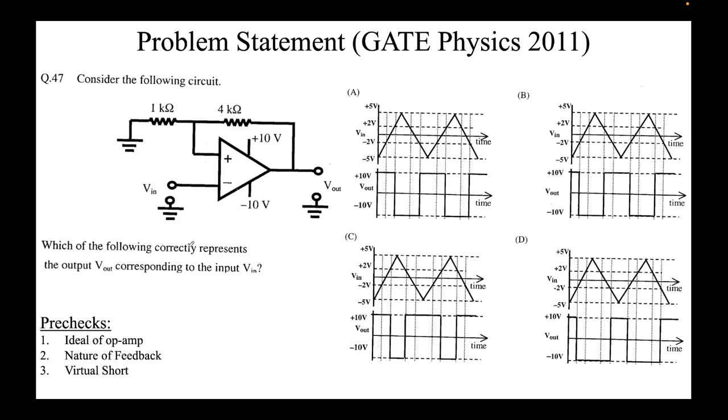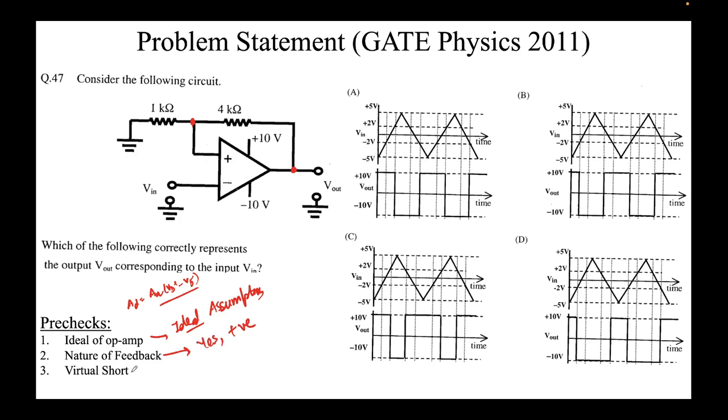Before we solve this question, there are some pre-checks that we should do. What is that? Is the op-amp ideal or not? Because remember, all the expressions such as AOL times (V plus minus V minus) are applicable only when the op-amp is ideal. Here the question is silent about it, so we'll simply assume that it is ideal. Secondly, we check if any feedback is present or not. We can clearly see the output voltage at the output node is connected to the positive terminal via this 4k resistor, and hence there is a feedback. So yes, there is a feedback. What kind of feedback? It's a positive feedback.